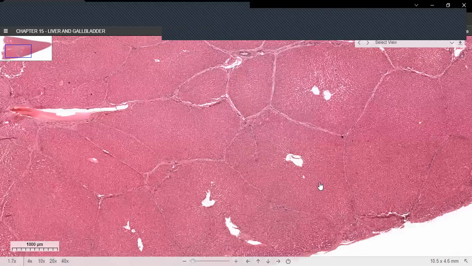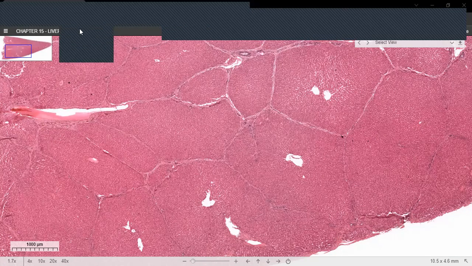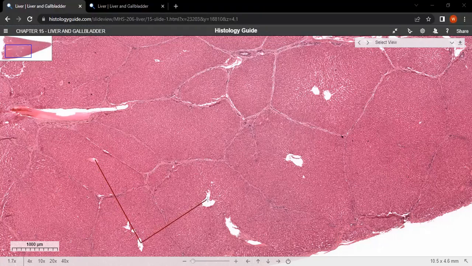Let us identify a place where we can see clearly, like here. This is a central vein. This is a central vein. This is a central vein. Let's draw. From here to this central vein, then from there to this central vein, then back to this central vein. You see that area demarcated as a triangle; that is the portal lobule. And in the center here, we have a portal triad.